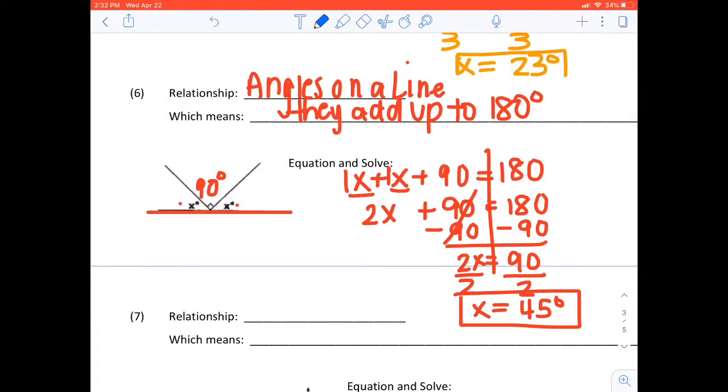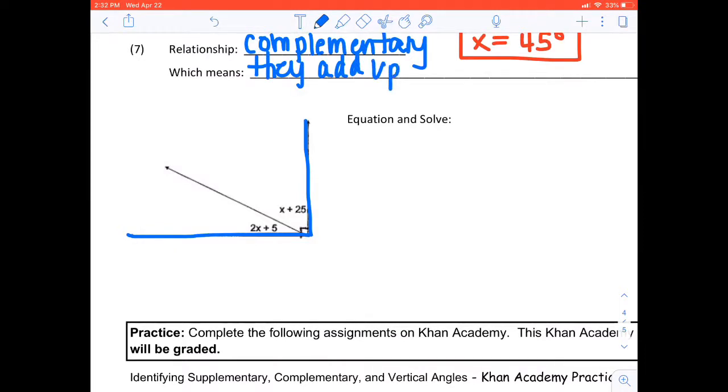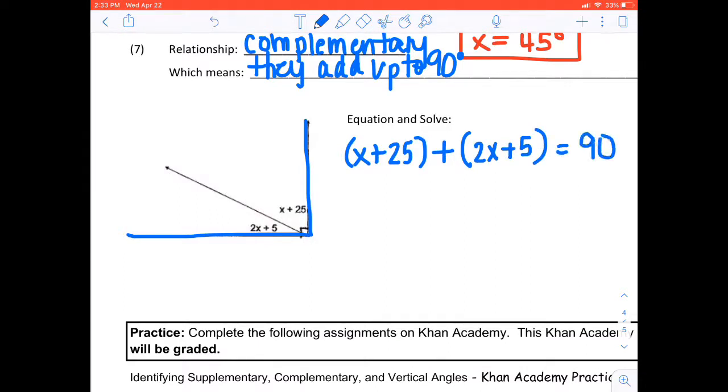All right, last one. Number 7. These 2 angles, you can see they form a right angle with that box in the middle. So these are called complementary angles. That means they add up to 90 degrees because it's a right angle. So let's take those 2 angles. One of the angles is x plus 25. That's one angle. We're going to add the other angle, which is 2x plus 5. So we have 2 angles, and they add up to 90.